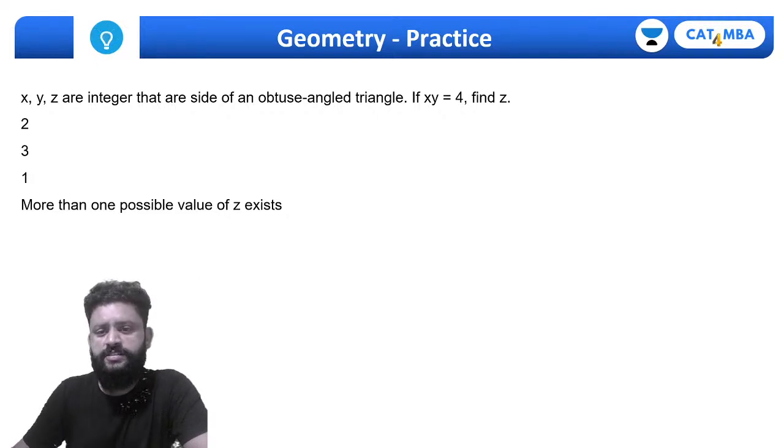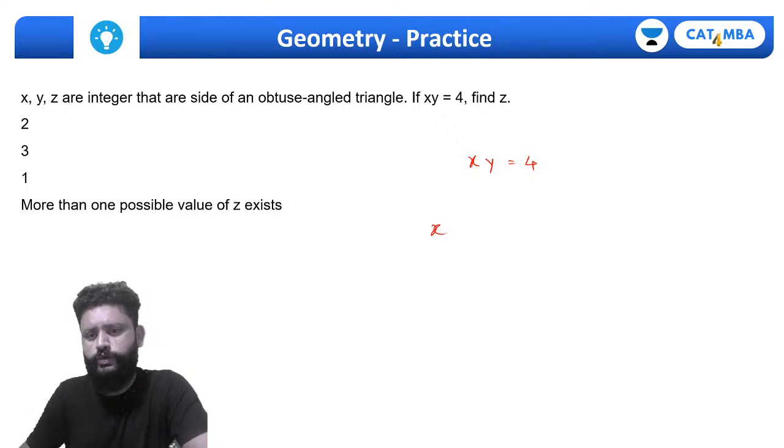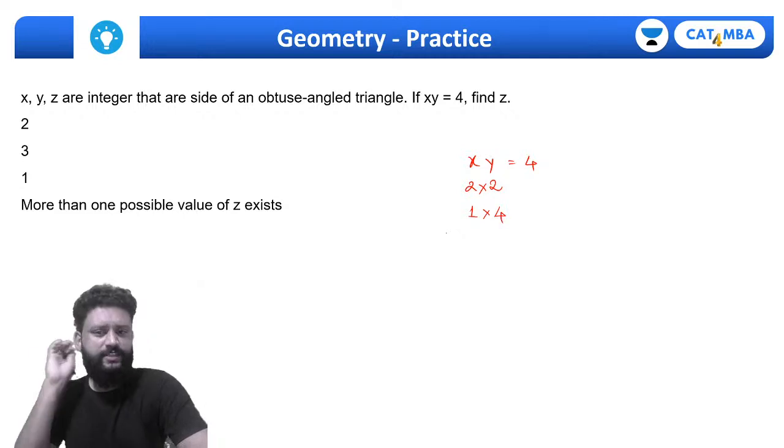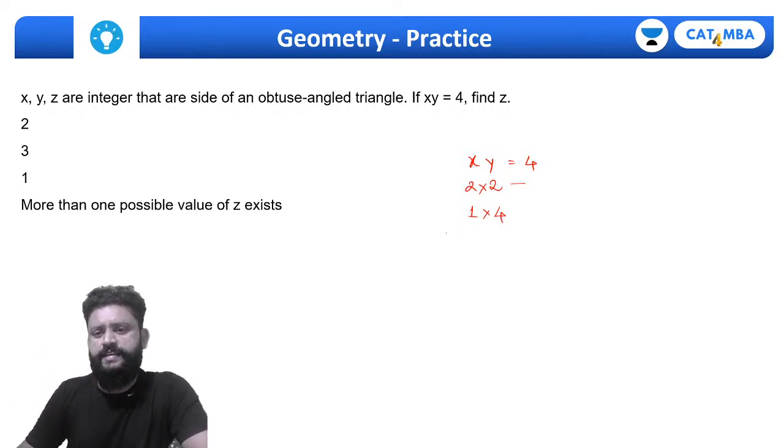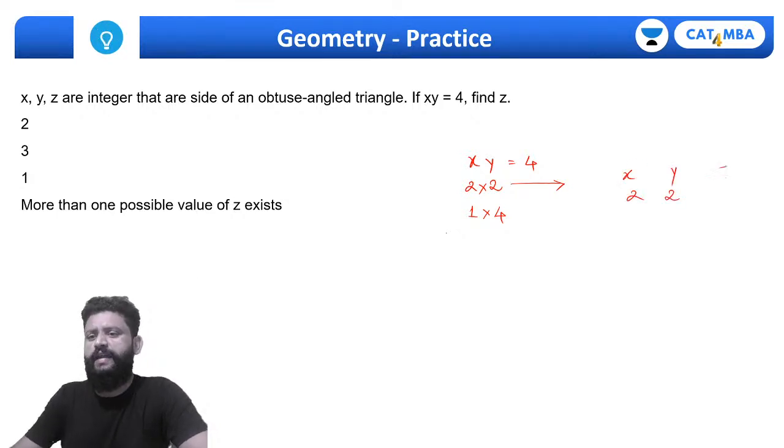x and y are integers and x into y is 4. तो x into y 4 होने के लिए एक ऑप्शन है कि 2 into 2 4 हो सकता है, 2 into 2, and the other integer values possible are 1 into 4. These are the two cases we can have. Okay, so let's talk about this case. Let's say x and y both are 2. So what can be the value of z?